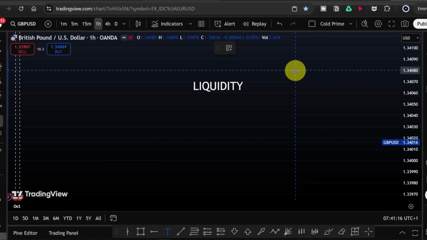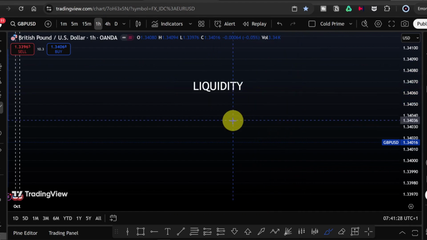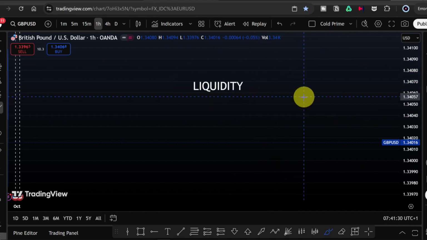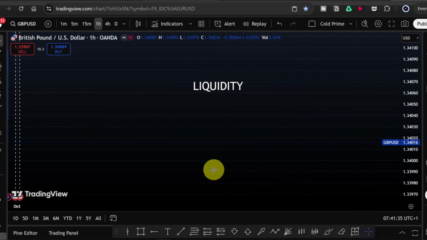In this video, I'm going to explain liquidity for you. How you can trade liquidity, how you can spot liquidity in the market. Some persons try to confuse this thing and make it too complex for some of you.